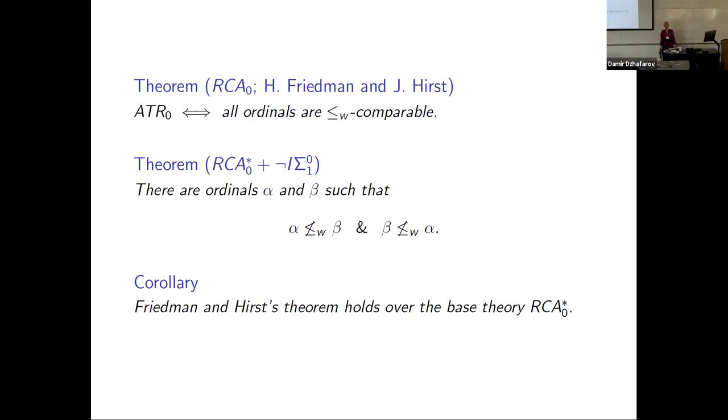It's one of the things that appears in the first survey, in fact, one part of a 9-part theorem in the survey, the theorem of Harvey Friedman and Jeffers, that all ordinals are comparable is equivalent to ATR naught. And in order to show this over the base theory RCA naught star, it's sufficient to show that if RCA naught star holds and RCA naught doesn't, then there are incomparable ordinals. The reason being that if RCA naught holds, then the Friedman-Hirsch theorem applies, and if RCA naught fails, then both ATR naught and all ordinals are comparable fail, so they're also equivalent.